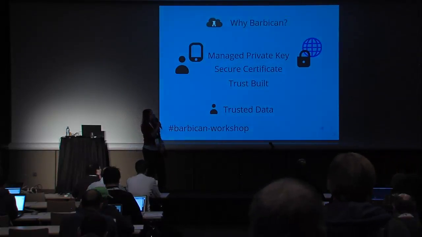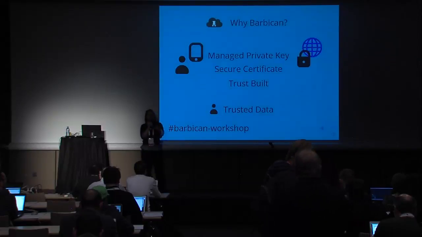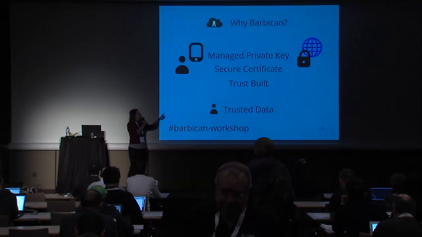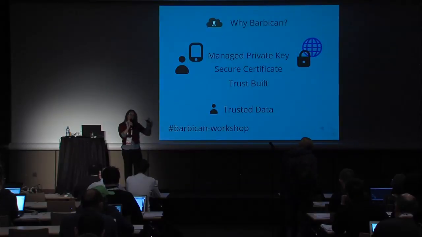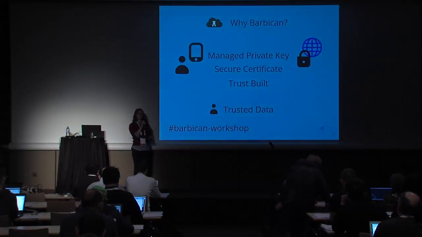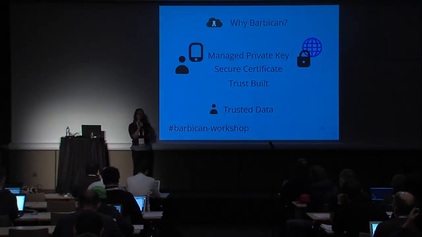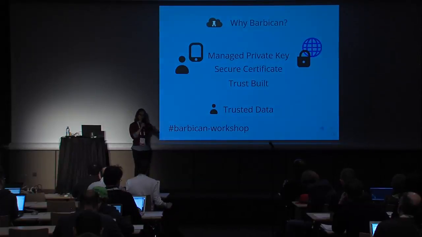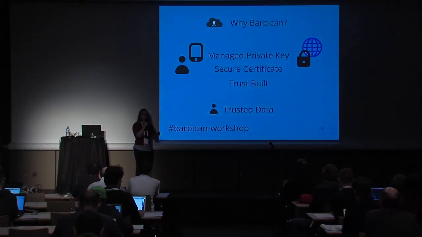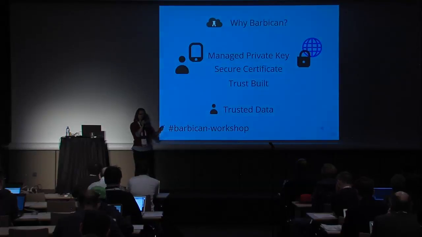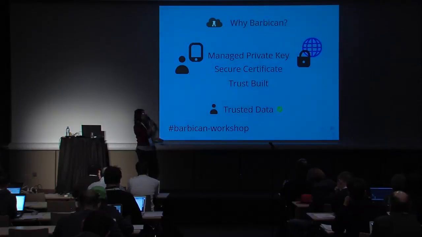Why Barbican? Trusted data. So we talked about that SSL, that green trust bar, right? When you manage that private key that you're storing away secretly inside of your Barbican, you're making sure that certificate is secure. If they don't have the private key to compromise that certificate, they can't impersonate you to another customer. And when that customer can trust you with their credit card information and their money, and you don't mess it up, i.e. Target, you build trust with that customer, right? So cool, now we have trusted data.